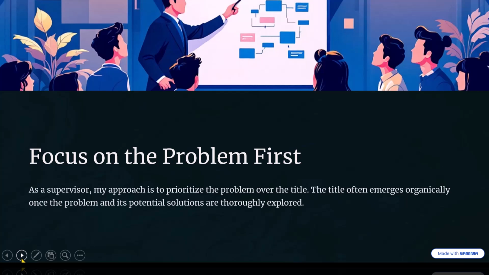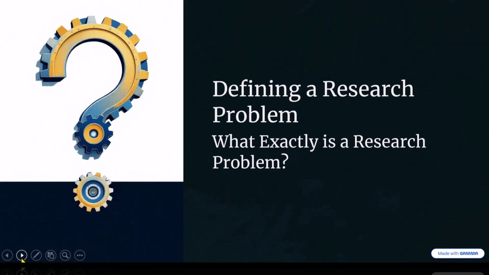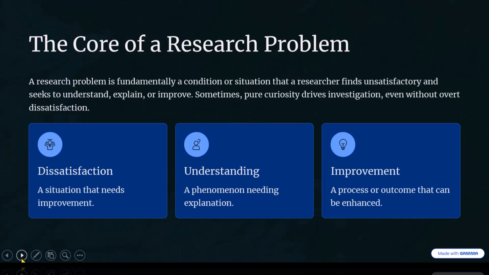As a supervisor, I've been supervising higher degree students for more than 12, 13 years now. And my approach is to prioritize the problem over the title. In fact, in some instance, I will tell some people to start working, and at the end of the work, we will know what the title will be, as it were. So it is very important for us to know what the research problem is and define it in a very simple way.